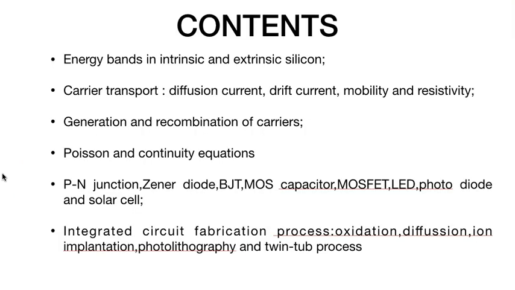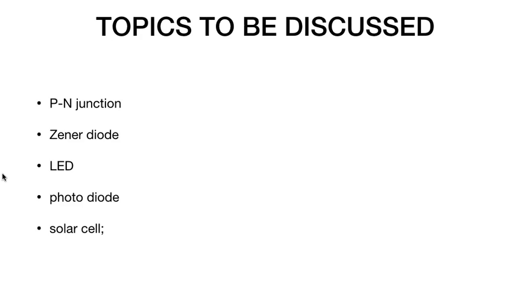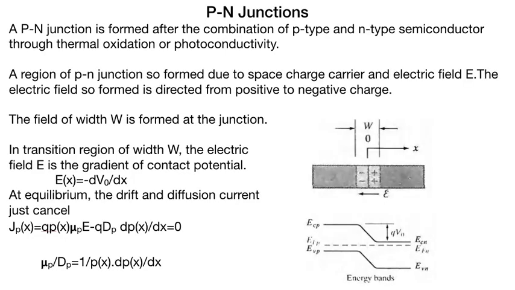Moving with the content of electronic devices: energy band diagram, carrier transport, generation recombination, Poisson and continuity equations, P-N junction and other diodes, and the implantation process at last. In this lecture tutorial, we will discuss P-N junction, Zener diode, LED, photodiode, and solar cell. Moving with our first topic, that's P-N junction.